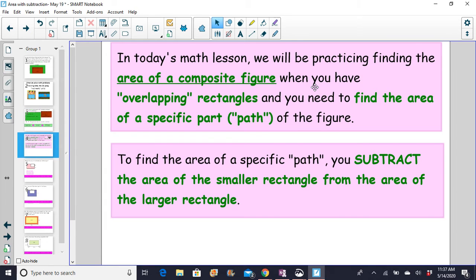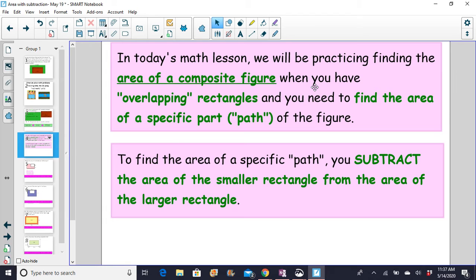So in today's math lesson, we will be practicing finding the area of a composite figure when you have overlapping rectangles, and you need to find the area of a specific part, or again, think of it like a path of the figure. To find the area of a specific path, you subtract the area of the smaller rectangle from the area of the larger rectangle.